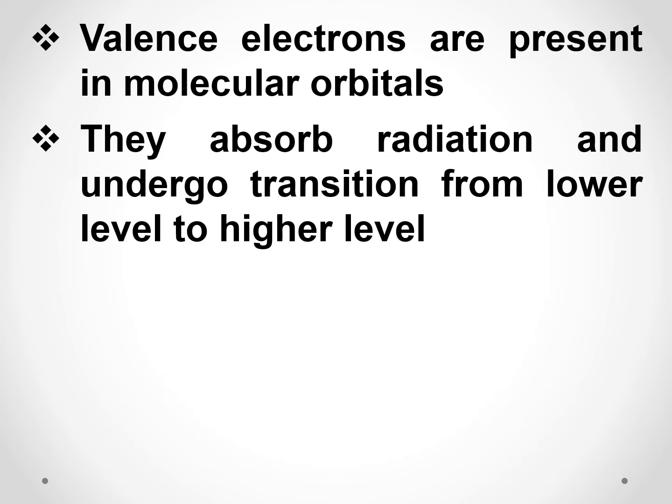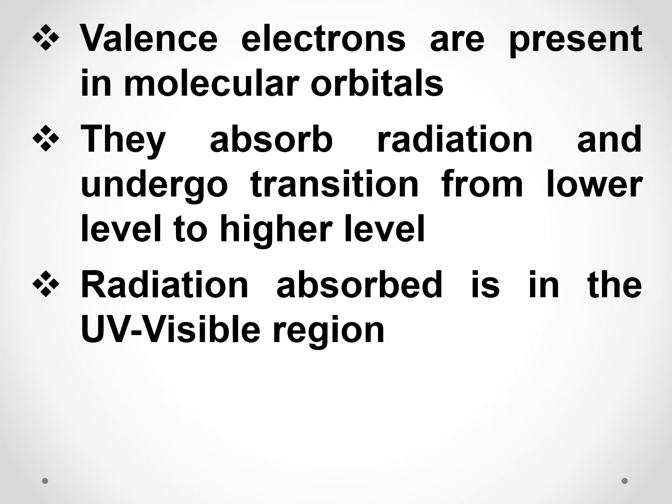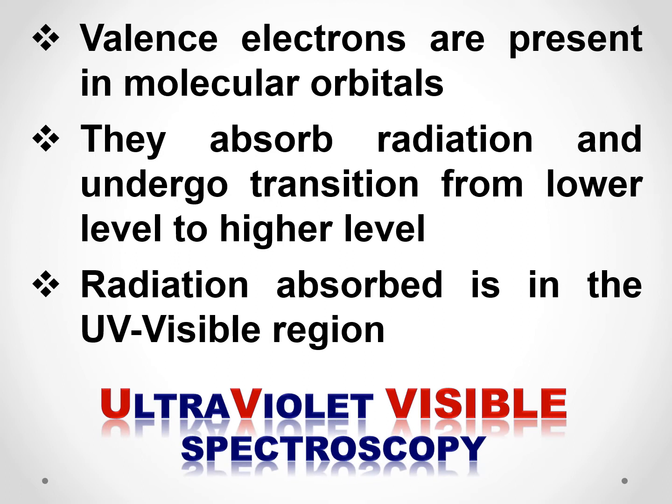Now, which radiation is absorbed here? It is found that the radiation absorbed is in the UV visible region. And so, electronic spectroscopy is known by another name. And what is that name? The name is ultraviolet visible spectroscopy, or you can use the short form UV visible spectroscopy. Why is it called UV visible spectroscopy? Because the radiation absorbed is in the UV visible region.